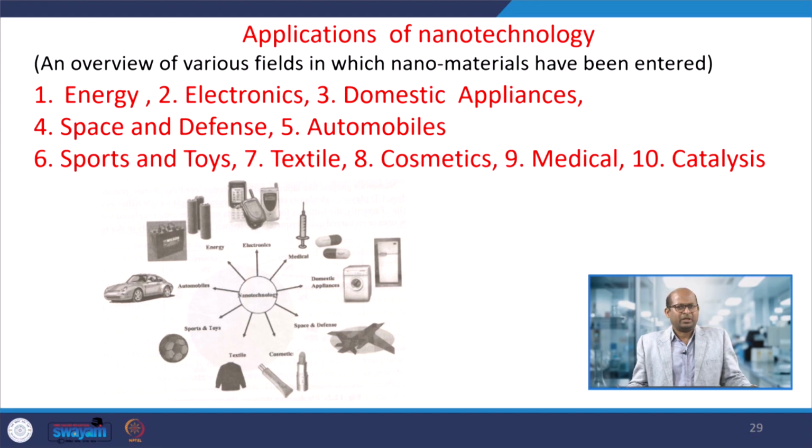Once we apply those materials to particular applications, from a chemical engineering point of view, there are a lot of applications. Once we synthesize these materials, we can apply them to any application: energy applications, catalysis, electronics, domestic appliances, space and defense, automobiles, sports and toys, textile, cosmetics.